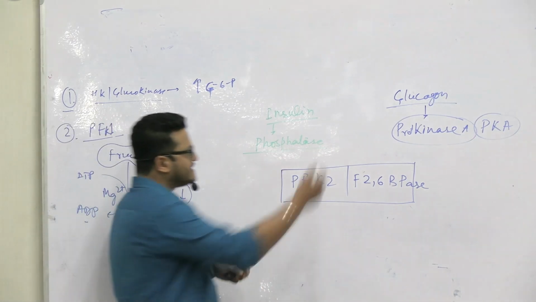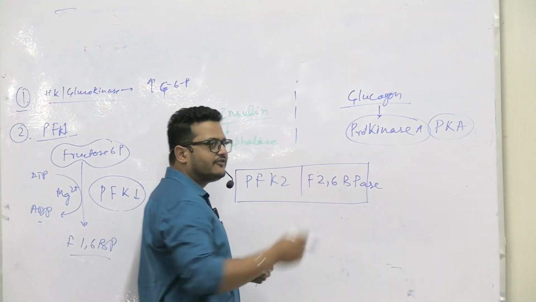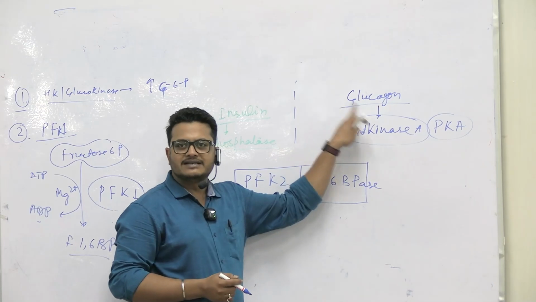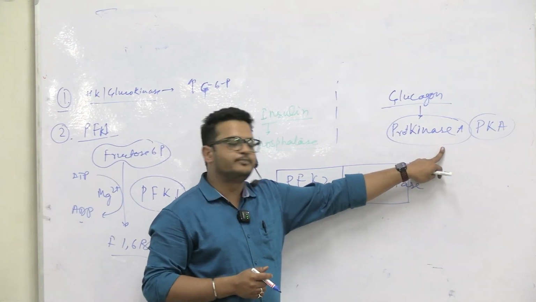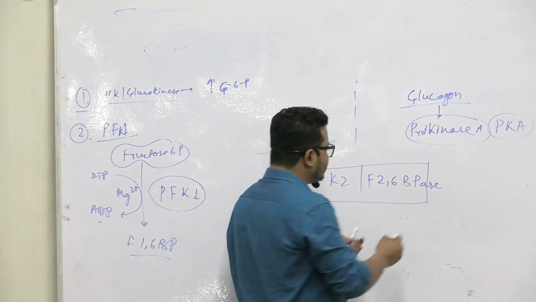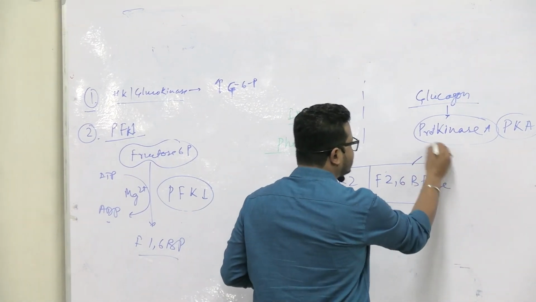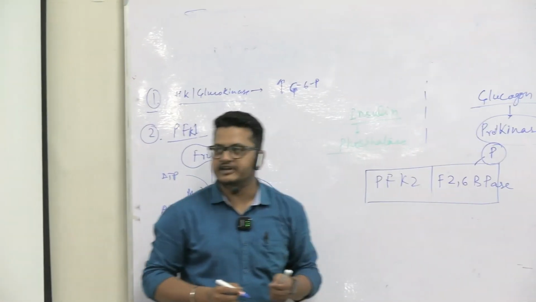Fine. Coming to scenario number 2 first. You didn't have food. Glucagon is in blood. It causes the activation of an enzyme inside the cell named protein kinase A. That is responsible for the addition of a phosphate group. This is what is called covalent modification.